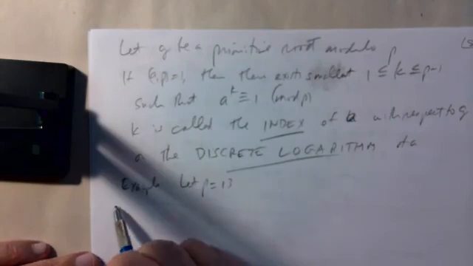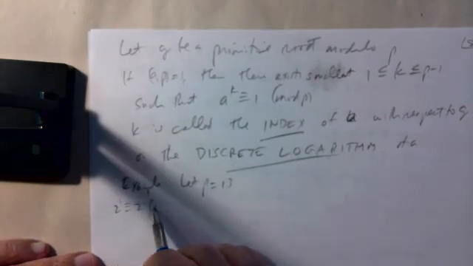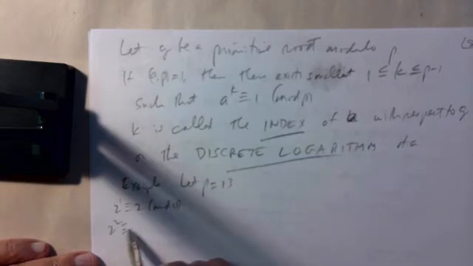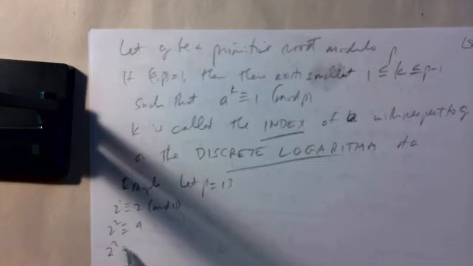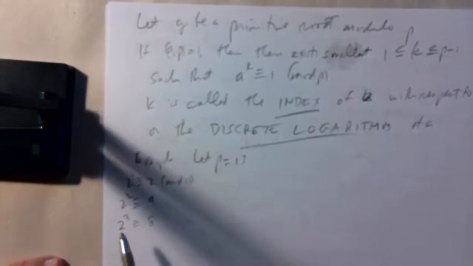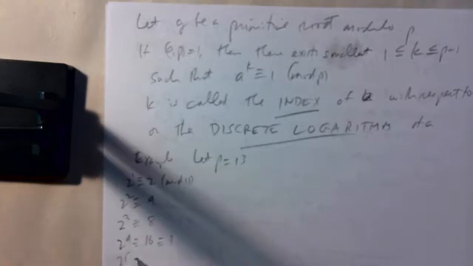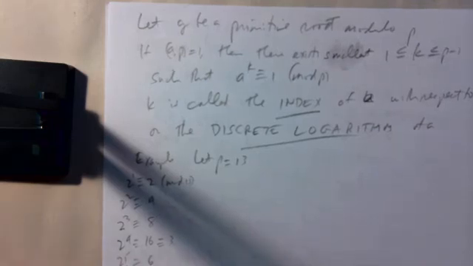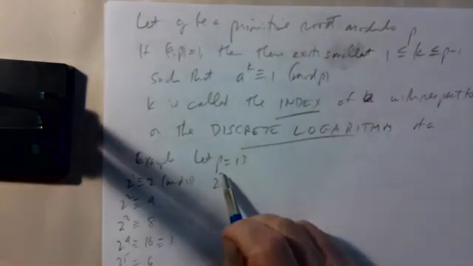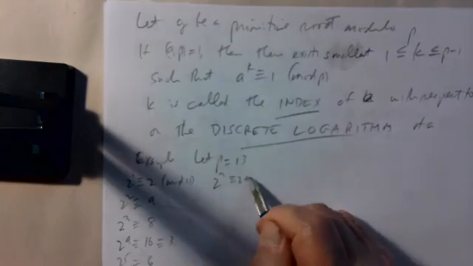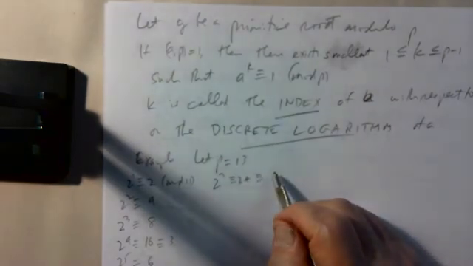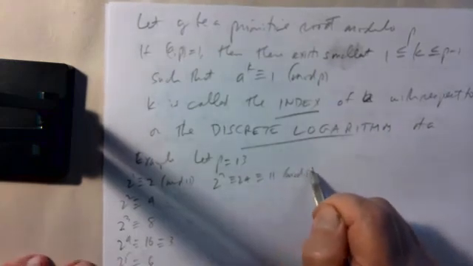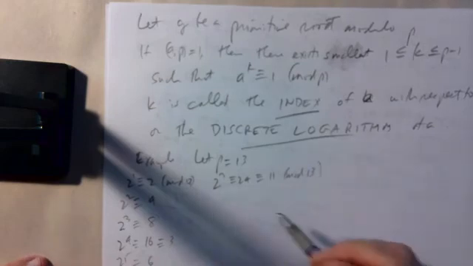So let's try 2. 2 to the first power is 2. 2 squared is 4. 2 cubed is 8. 2 to the fourth is 16, which is 3. 2 to the fifth is 2 times 2 to the fourth, 2 times 3 is 6. 2 to the sixth is 2 times 2 to the fifth, which is 12. 2 to the seventh is 2 times 12, which is 24, which is the same as 11, all mod 13. Haven't gotten to 1 yet.